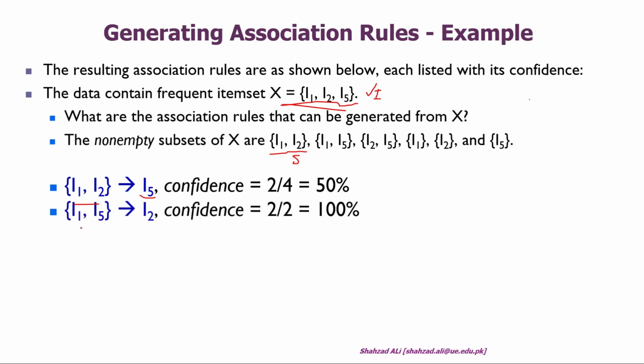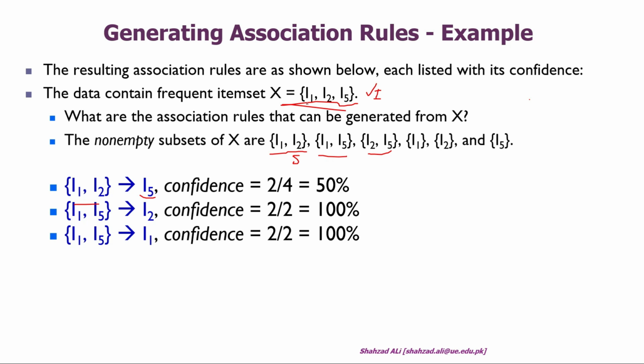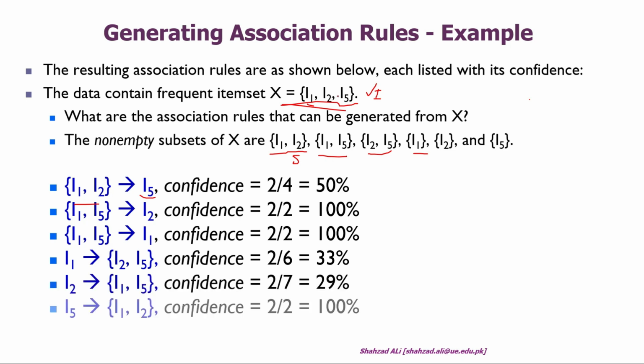Similarly I1, I5 implies I2. Similarly for I2, I5, the remaining part is I1. Similarly for I1, the difference I minus S is I2, I5. And similarly for the other two non-empty subsets.